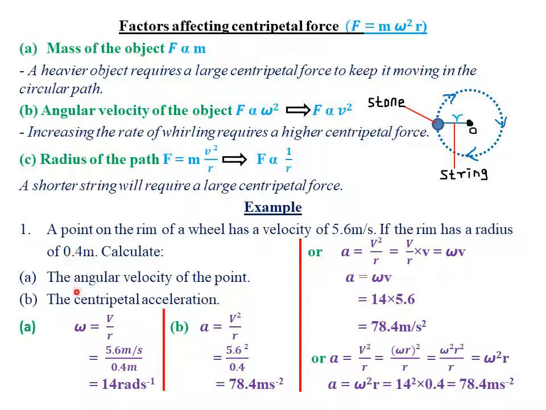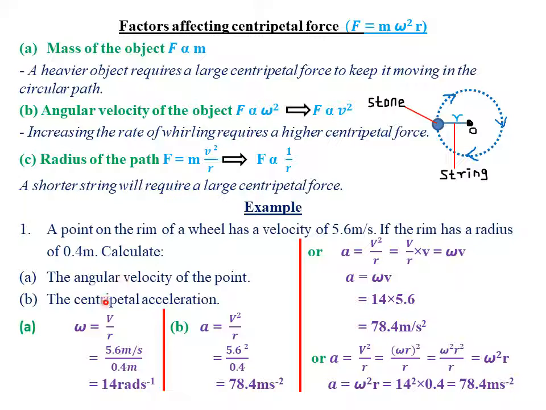Therefore, we'll simply use the formula for angular velocity that uses the linear velocity and the radius. Of course, that formula is angular velocity equals the linear velocity over the radius. We derived these formulas in our first lesson, so just check. The linear velocity we are given as 5.6, divided by the radius of 0.4, of course in SI units. So 5.6 divided by 0.4, you just obtain the angular velocity of 14 radians per second.